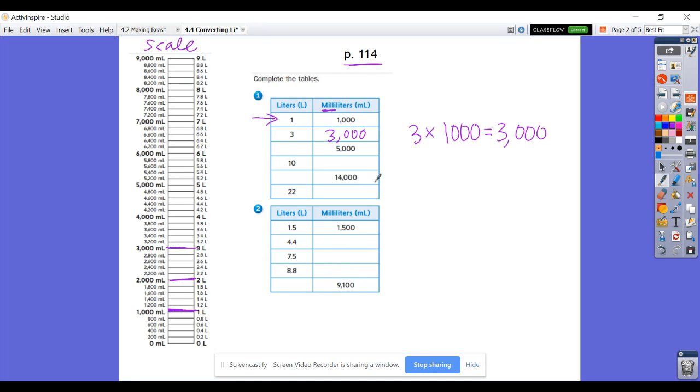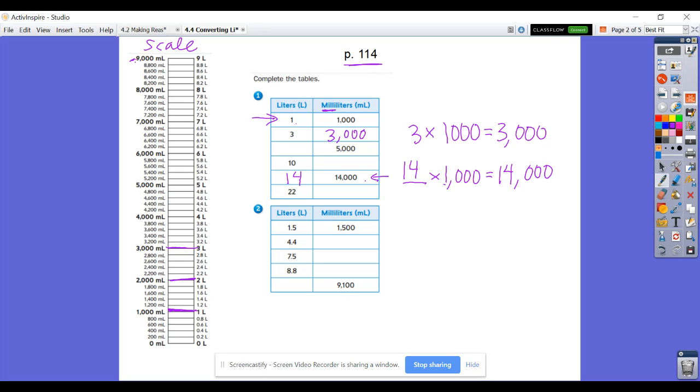Let's skip ahead. I want to check this one with you. If it said 14,000 milliliters, I'm like, oh, my scale only goes up to 9,000. How am I going to do this? Don't worry, you can do it. You just have to think in this case, some number of liters times 1,000 will give me 14,000. You are pros at extended facts. We know that has to be 14. So 14 1,000 times would be 14 thousands. Great, so that one was filled in for you.